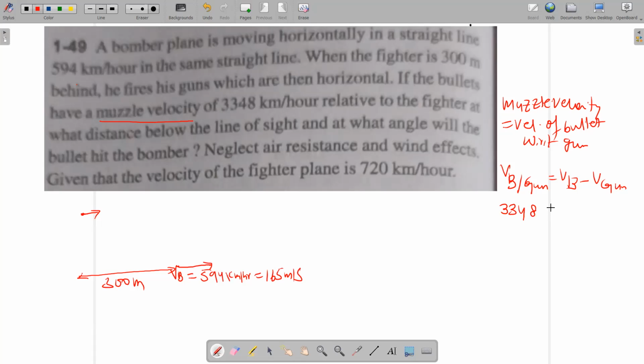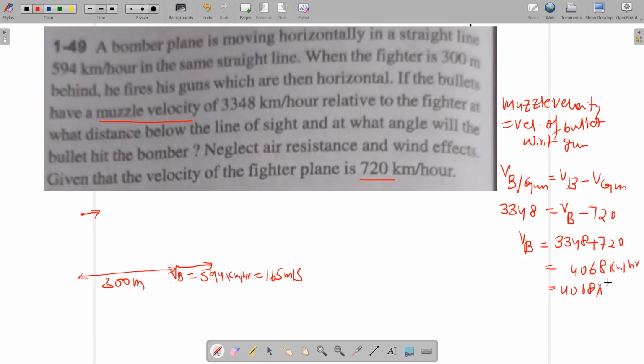That is 3348 kilometer per hour. And the velocity of bullet, that I don't know. And the velocity of gun: the gun is mounted on the fighter plane, and that fighter plane is moving with this. So the gun will have the same velocity as the fighter plane. That is 720. So velocity of bullet will be 3348 plus 720. Just try to understand the concept.